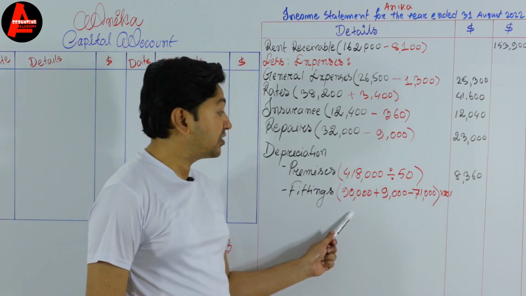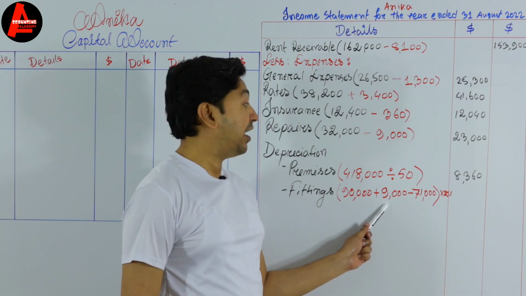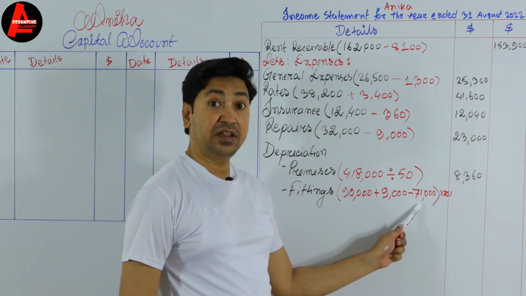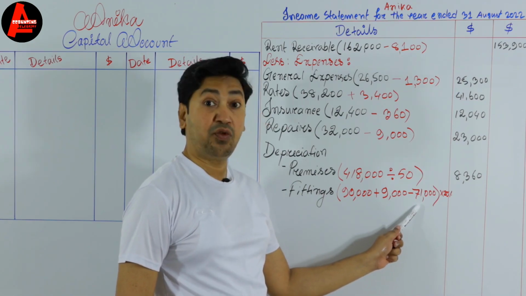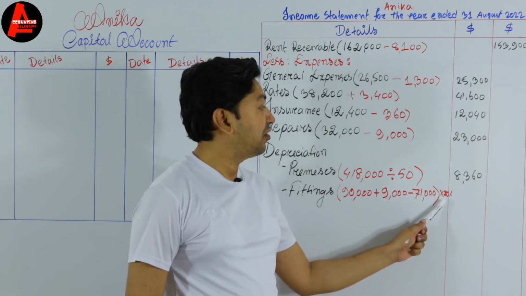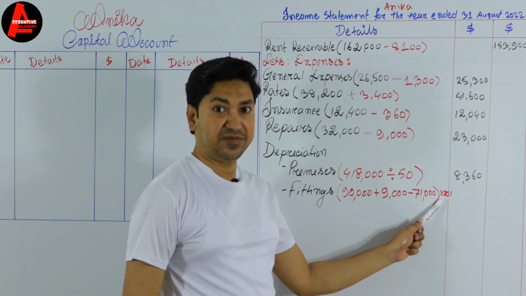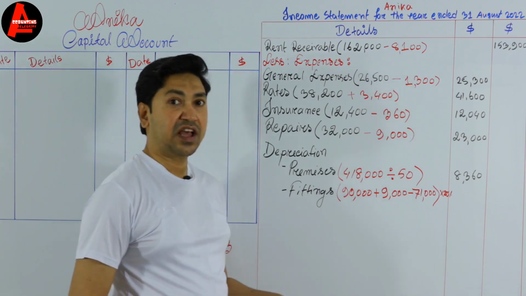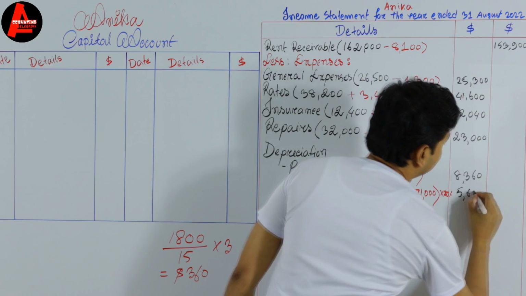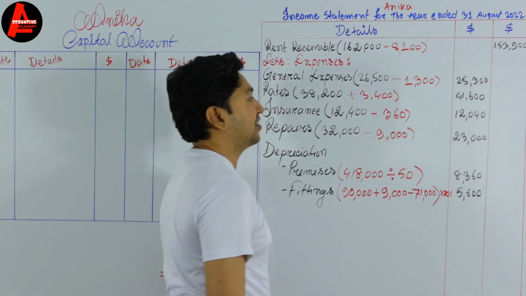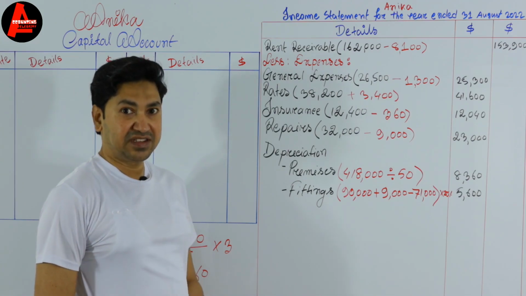Now fittings, reducing balance method. $90,000 is the cost price. We have here $9,000, which is a new purchase we added. Then we subtracted the provision for depreciation, which is given on the question, $71,000. Then we will multiply by 20%, the rate of depreciation. After doing all this calculation, we get here $5,600. Okay, great. So these all are our expenses.